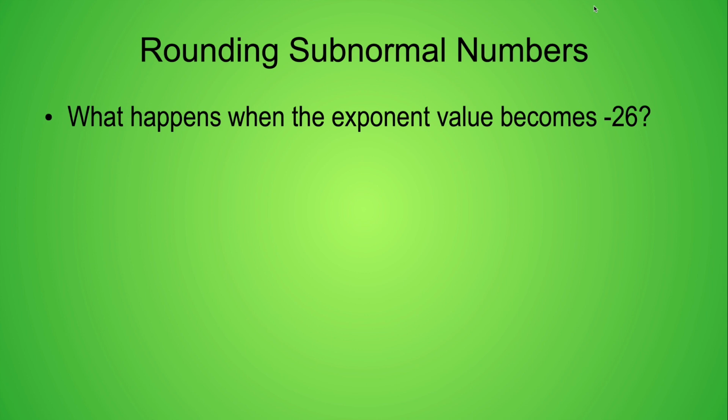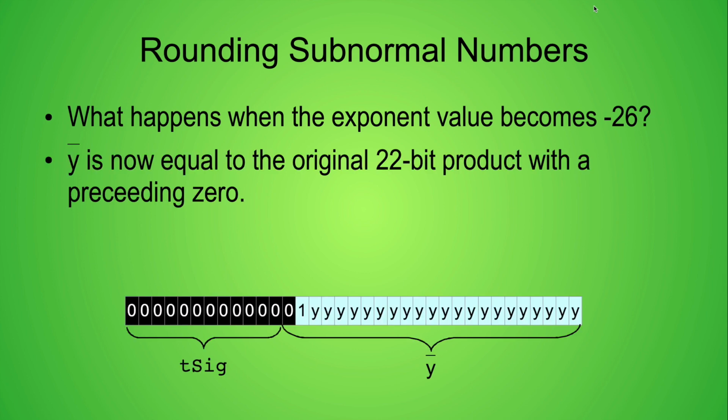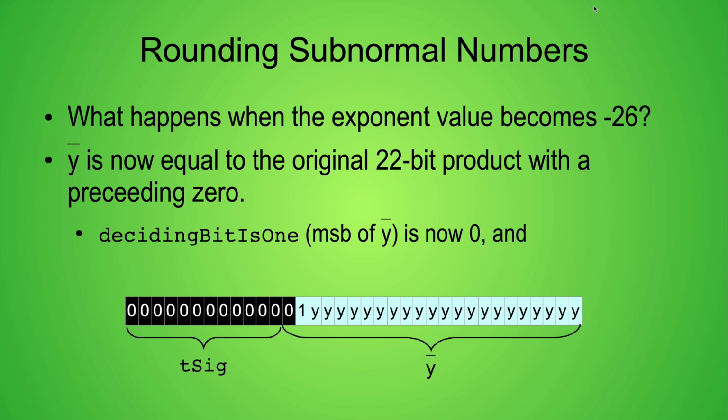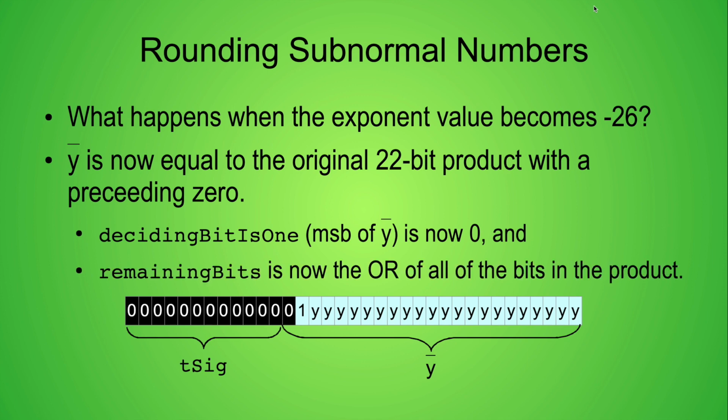What happens when expn becomes -26? One of our prepended leading zeros becomes the most significant bit of y bar. So for this exponent value, and for every smaller exponent value, the most significant bit of y bar will be 0. And the OR of the remaining bits of y bar can be obtained by ORing together all of the bits of our unrounded subnormal significand.